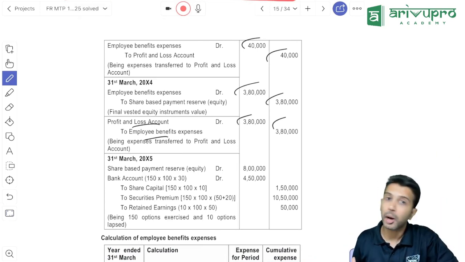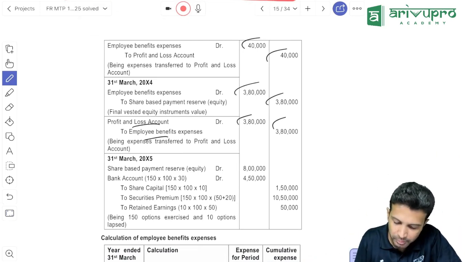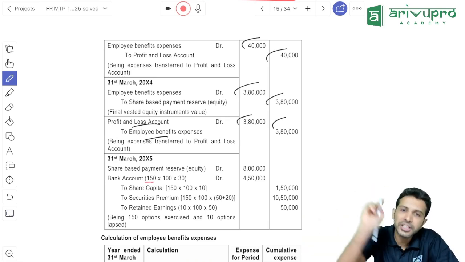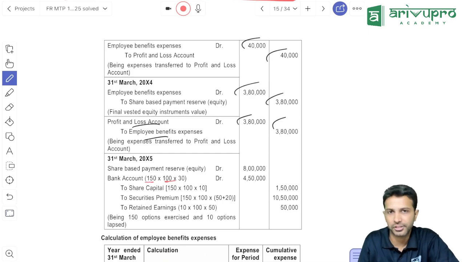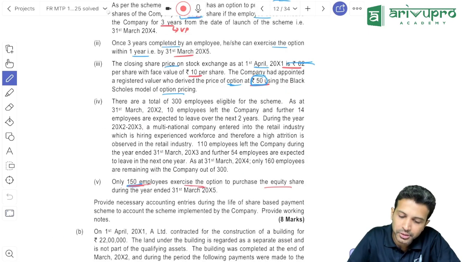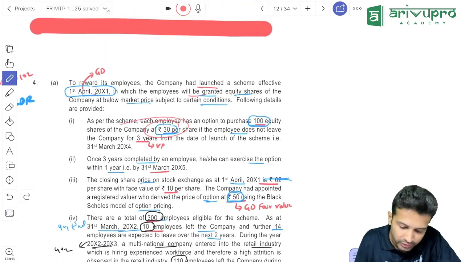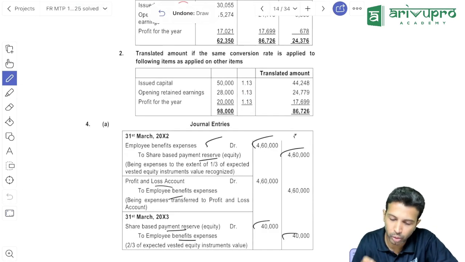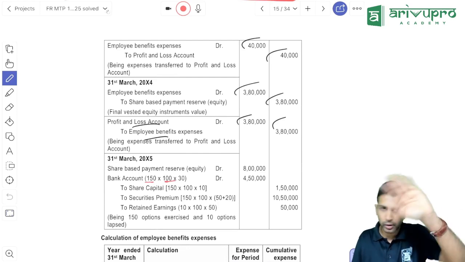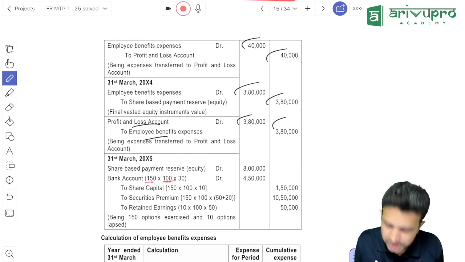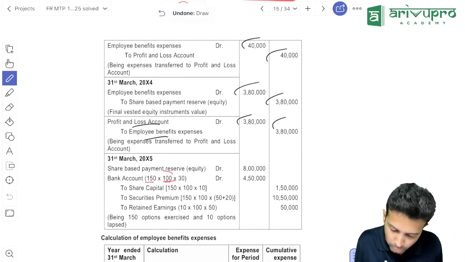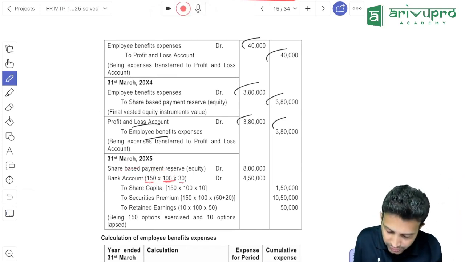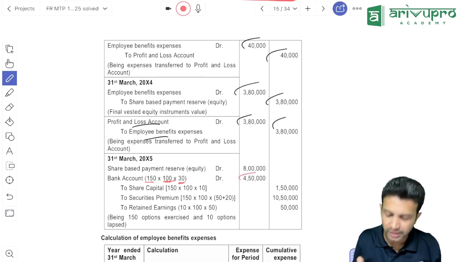Bank account debit. How many of them? Though we thought 160 would buy, only 150 of them purchased. Each employee can buy how many shares? 100 shares. And to buy one share, as per the question, how much do they need to pay? We can buy the share by paying the company 30 rupees. So bank account debit 150 into 100. Each employee can buy 100 shares, and 150 employees are there. If you multiply, that is the number of shares purchased, and this is the money they are paying to the company, which is 4,50,000.